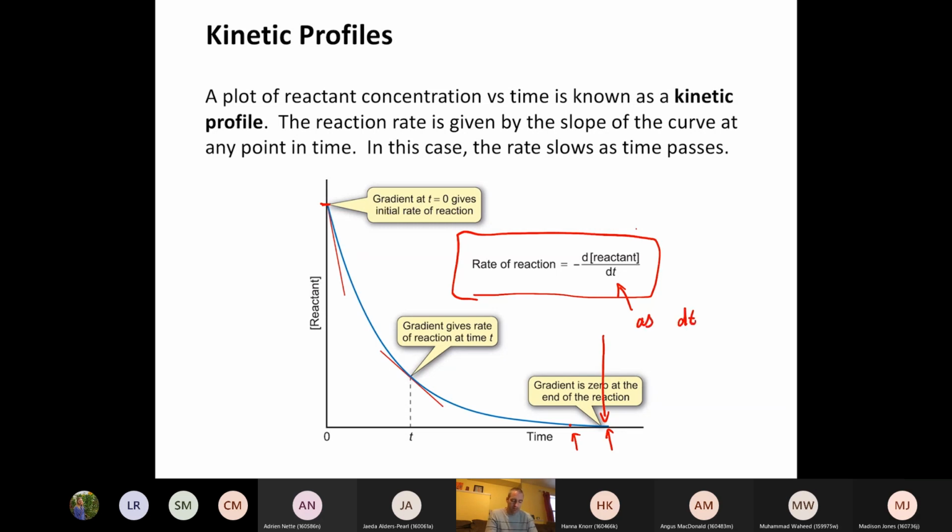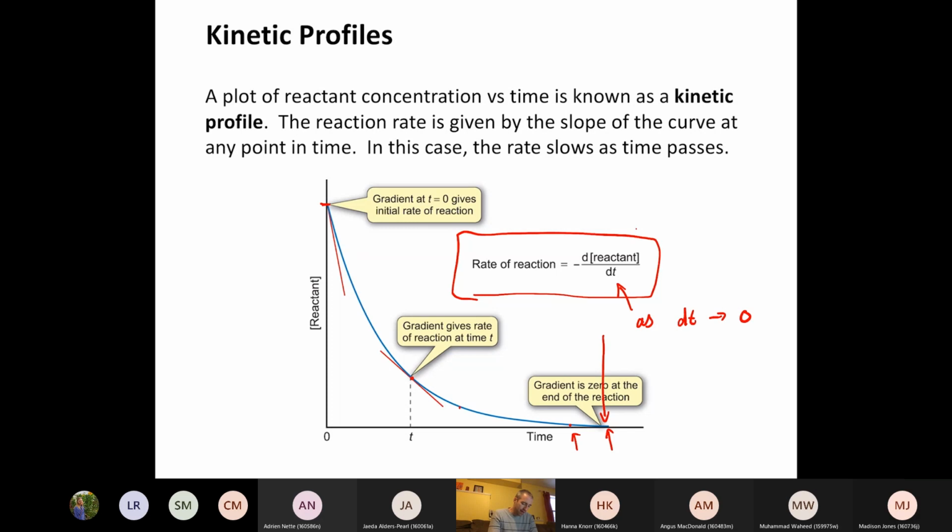As this time interval, this change in time in the bottom, approaches 0, we would say that the rate approaches the gradient, or the tangent to the line at that point in time. We would call that an instantaneous rate. The rate is true at that one point in time in the reaction, but a second later, the rate is going to be something different. In this example, that rate will be something slower.